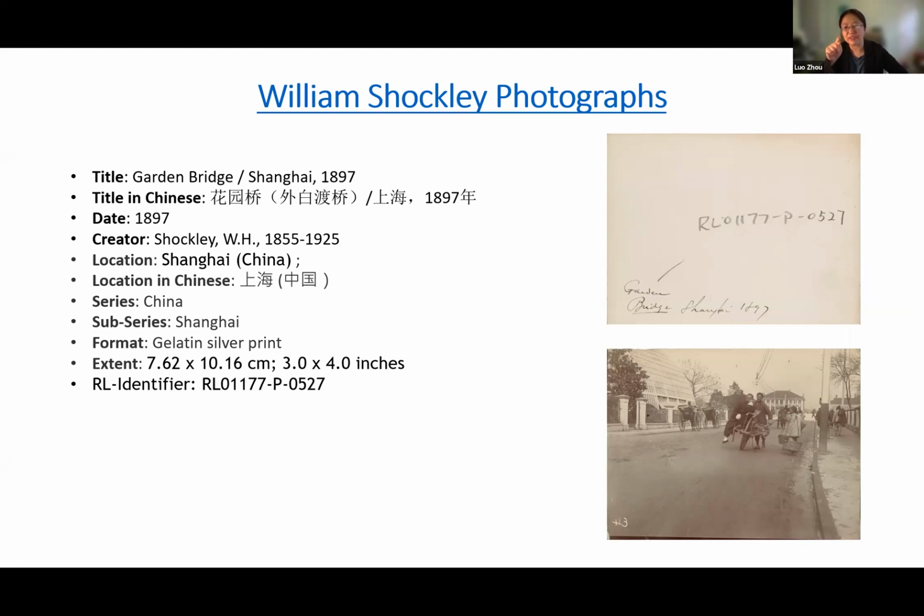The above RL0 number was my handwriting, which is the Rubenstein Library RL identifier, as you can see on the left. So we transferred his captions to our metadata field in the title, Garden Bridge, and my translation. As you can see, what I put in additional information for the translation of Garden Bridge is Wai Baidu Qiao, the more commonly known name of this bridge. And the location is straightforward. The series is China, as I explained. Sub-series is Shanghai. Format is gelatin silver print, as I explained, and size and everything. So this is a straightforward example.